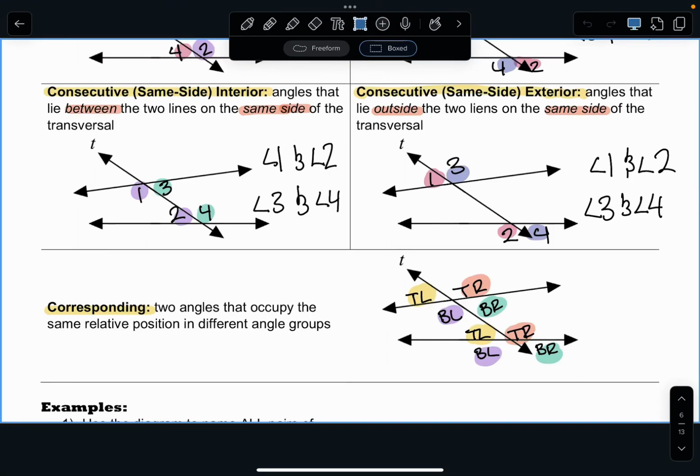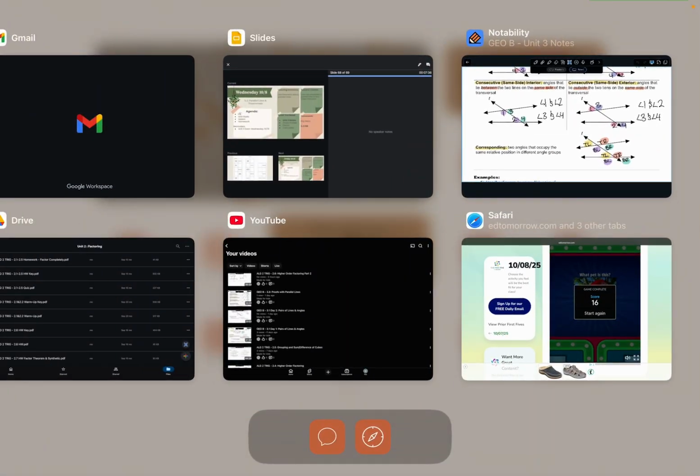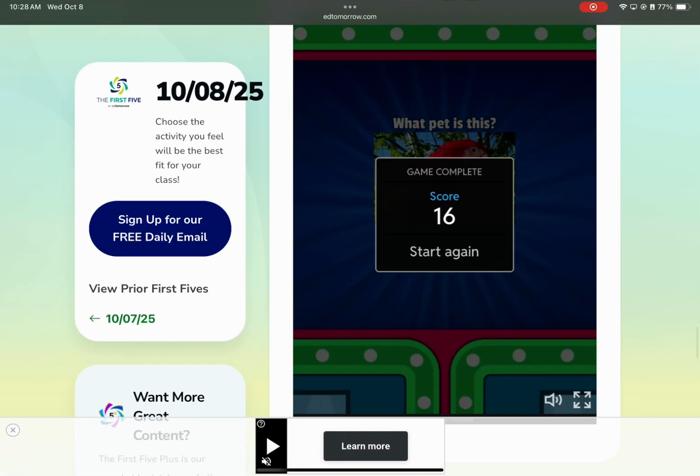From Monday. Okay, here's what's going on. When these lines are parallel, a lot of cool things happen with these angles. So what I want you to do is go to Schoology, and you're going to try to discover these on your own. So I want you to go to Schoology.